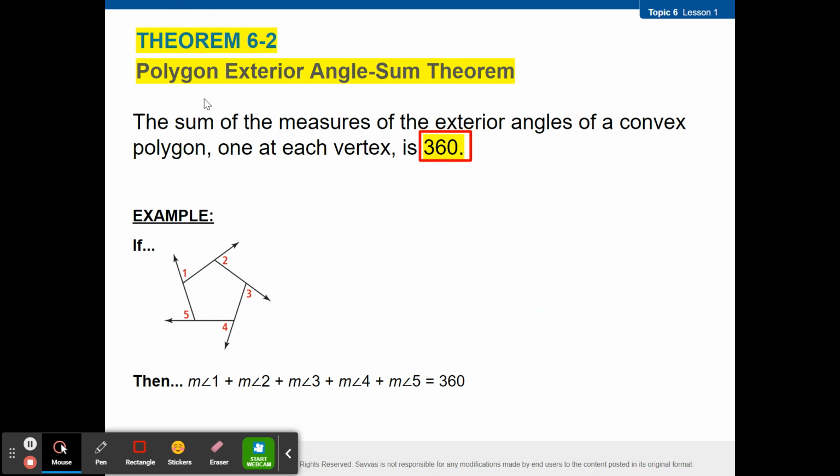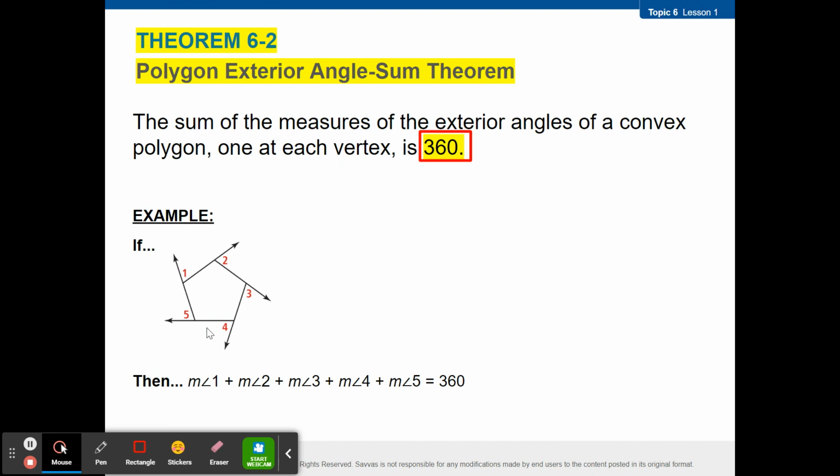All right. So this leads us into the polygon exterior angle sum theorem. Now, here's the thing you need to know about this. It does not matter what type of polygon you have, those exterior angles are always going to add up to 360 degrees. Etched in stone. Okay? So the sum of the measures of the exterior angles of a, again, it has to be convex. Concave, it doesn't work for. Of a convex polygon, one at each vertex, is 360 degrees.